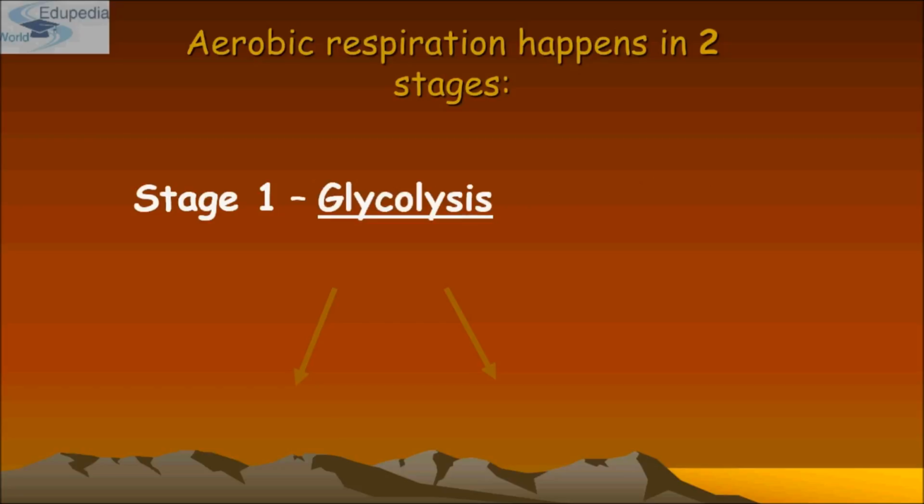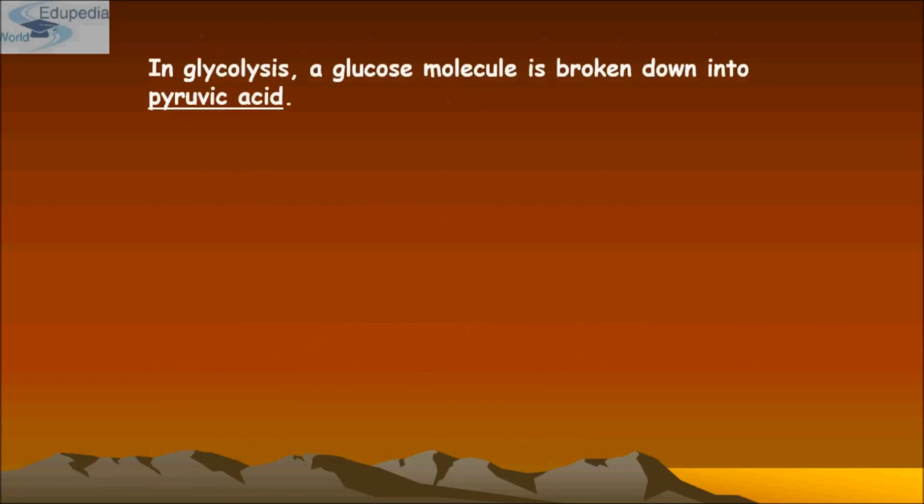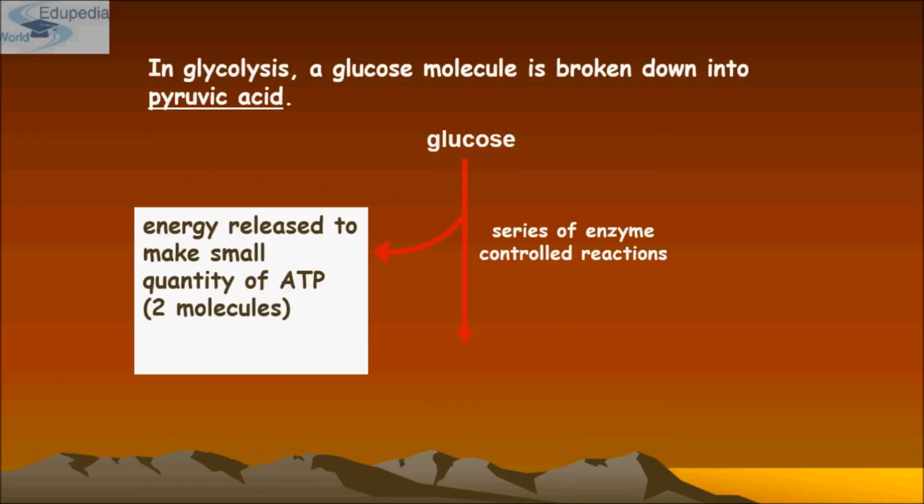What is the first stage? Glycolysis. As you can see, glyco means glycogen and lysis means breakdown. Glucose splitting or breakdown. In glycolysis, a glucose molecule is broken down into pyruvic acid. The energy is released to make a small quantity of ATP, which is two molecules. It is a series of enzyme controlled reactions, and it produces pyruvic acid.